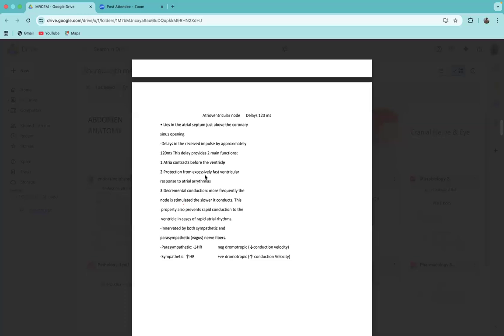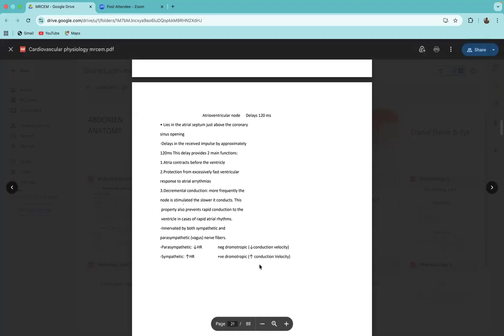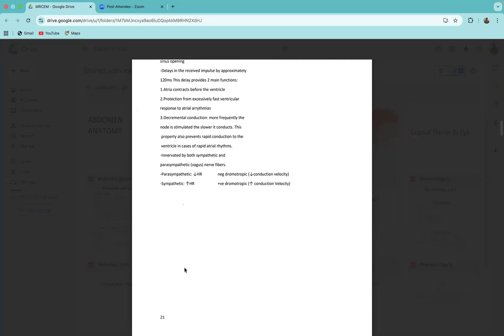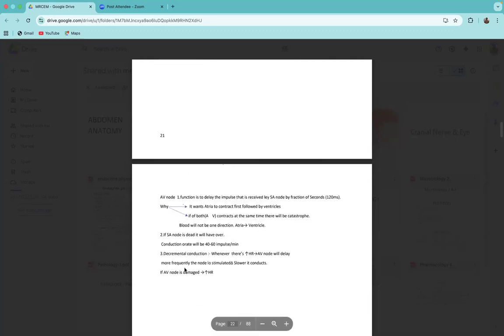Decremental conduction means the more frequently the node is stimulated, the slower it conducts. This property also prevents rapid conduction to the ventricle in cases of rapid atrial arrhythmias. This is innervated by both sympathetic and parasympathetic, as we all know. The parasympathetic activity will cause decreased heart rate, or negative dromotropic effect, and the sympathetic activity will cause increased heart rate, or positive dromotropic effect as well.